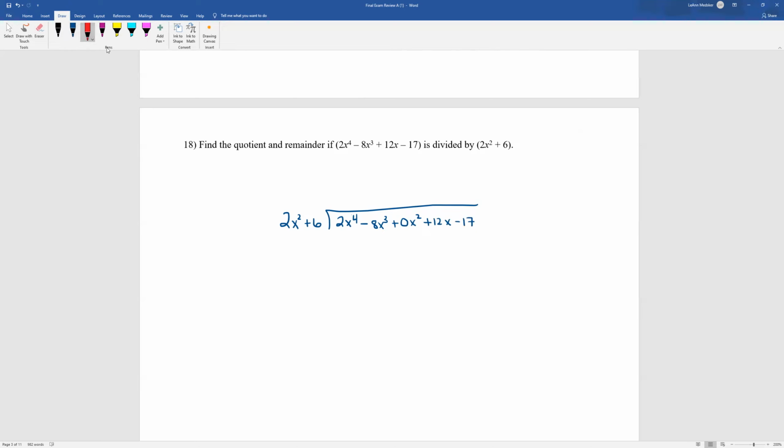Our first step is to ask, what would I need to multiply 2x squared by to make it 2x to the 4th? Well, it already has the 2, so it just needs an x squared. And I always place that above the same like term column. That's going to help us keep everything lined up. And it also tells you have about 2 more rounds of division to go. Once you've placed your number up here, I always do a little scratch work out to the side. You're going to multiply that by everything out front.